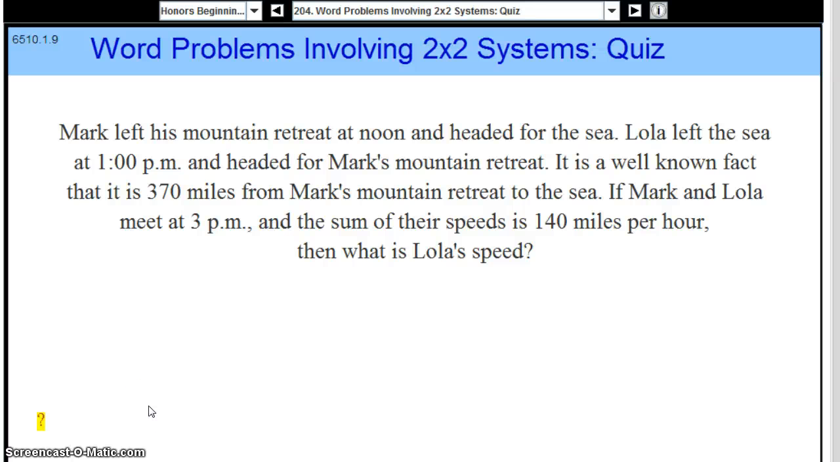This is a word problem from the 2x2 systems quiz. Again, this is in Unit 4, so we're going to be using systems of equations to solve this. That means two equations and two unknowns. So let's jump into the problem.